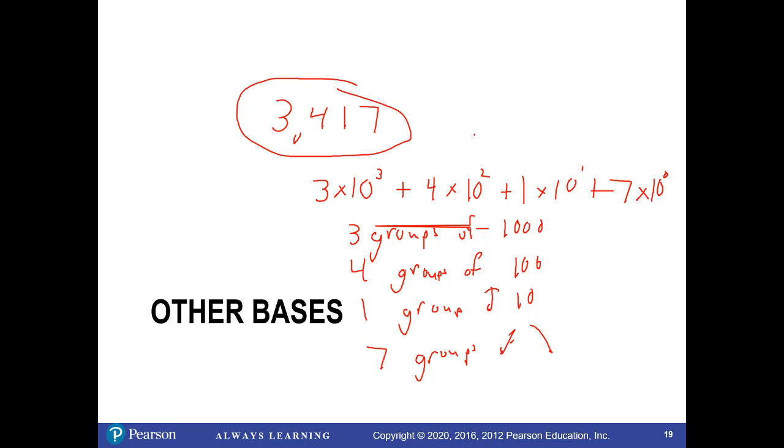We do the same thing with other bases, but the other bases aren't built on powers of 10. They're built on powers of some other number. Base 2 is based on powers of 2. So we have 2 to the 0, 2 to the first, 2 squared, 2 cubed, 2 to the fourth, 2 to the fifth, 2 to the sixth. Base 7 is based on powers of 7. So we have 7 to the 0, 7 to the first, 7 squared, 7 cubed, 7 to the fourth, 7 to the fifth, and so on.